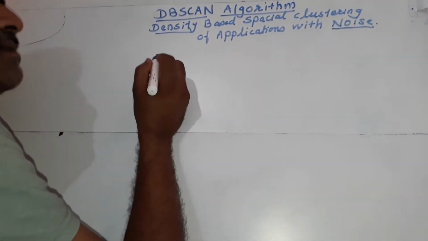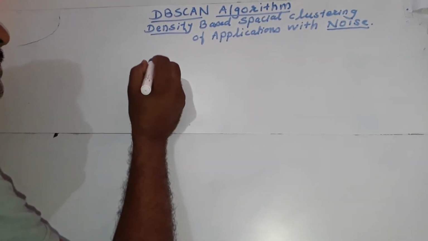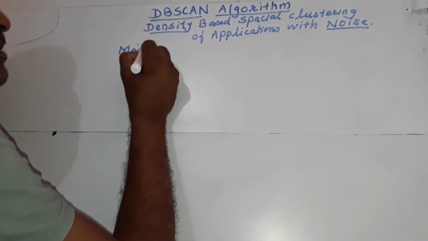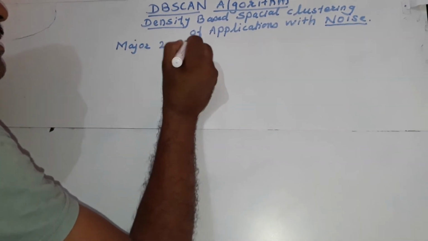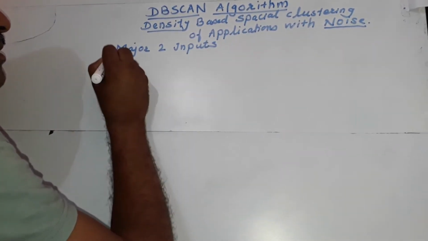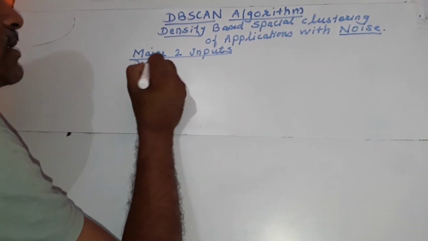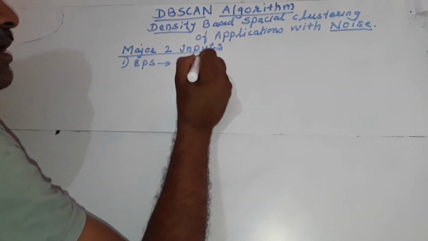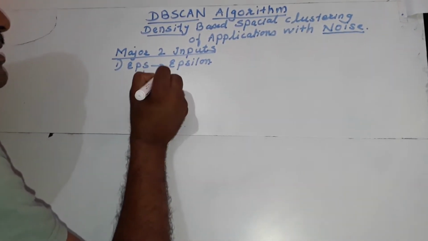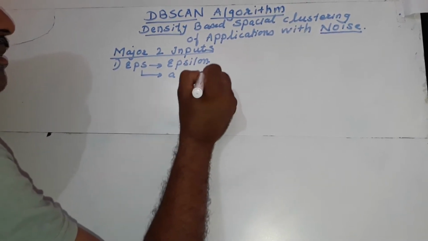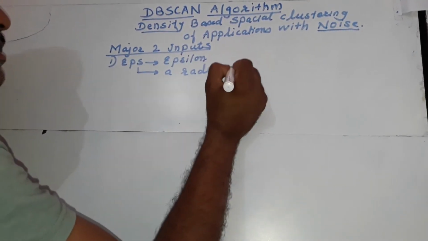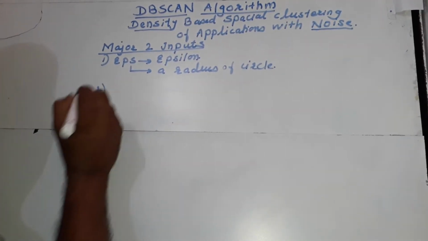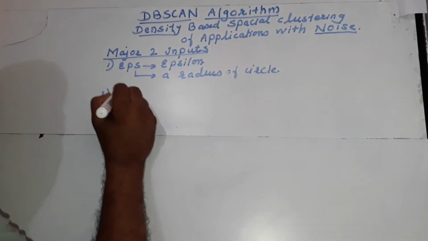To start with this DBSCAN algorithm, let us understand the major two inputs. The first is the term called EPS or epsilon, right? In short we can say epsilon is the radius of a circle. And the second term we will discuss is minimum points.